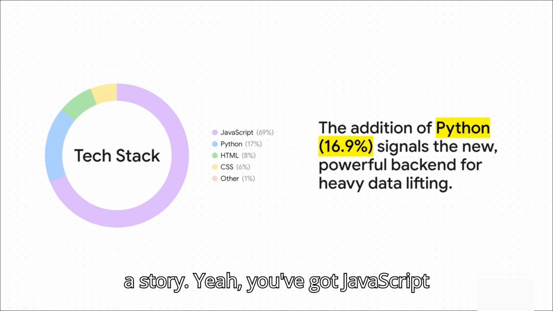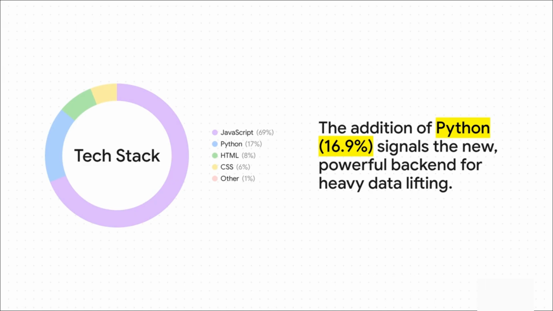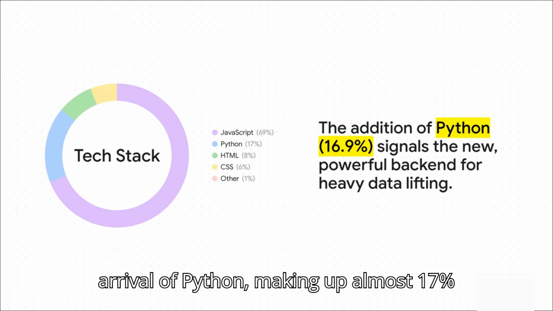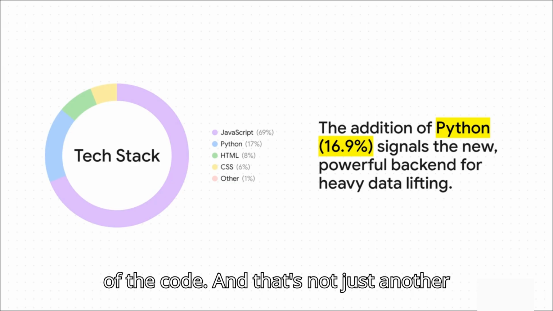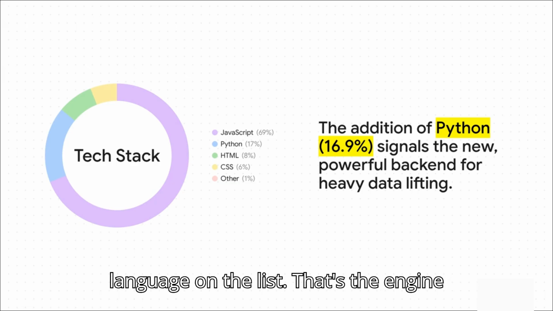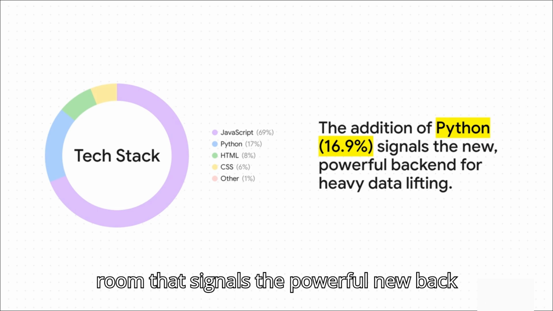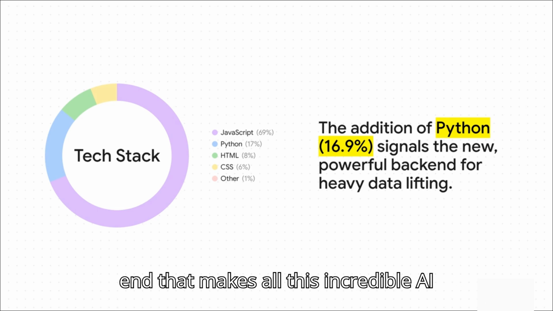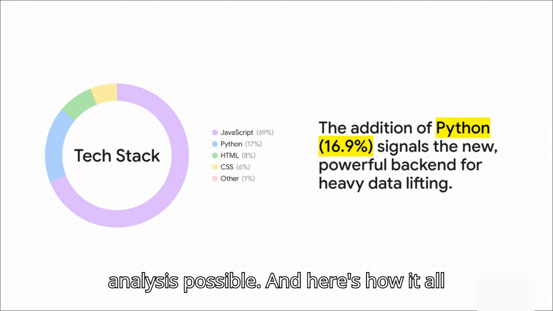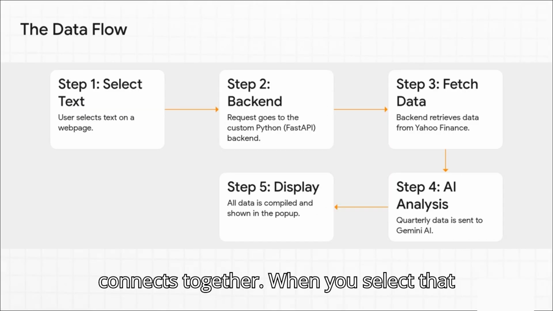Yeah, you've got JavaScript running the front end, the part you see, but the really key detail here is the arrival of Python, making up almost 17% of the code. And that's not just another language on the list. That's the engine room. That signals the powerful new backend that makes all this incredible AI analysis possible. And here's how it all connects together.